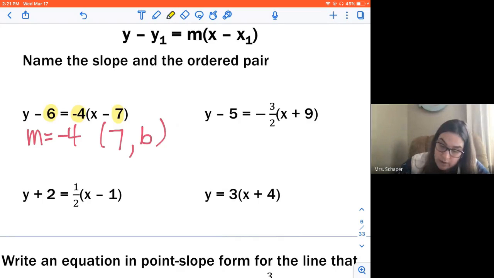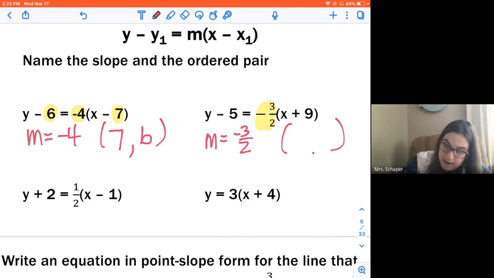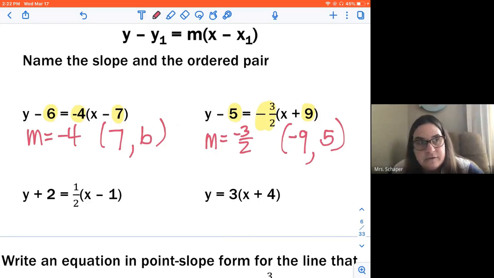Looking at the second one, negative 2/3 is my slope. It's always the number ahead of the parentheses. Now my ordered pair, I'm going to take the opposite sign in front of them. So it's x plus 9, so my x is negative 9. I take the opposite sign. It's minus 5, so my y is positive 5.